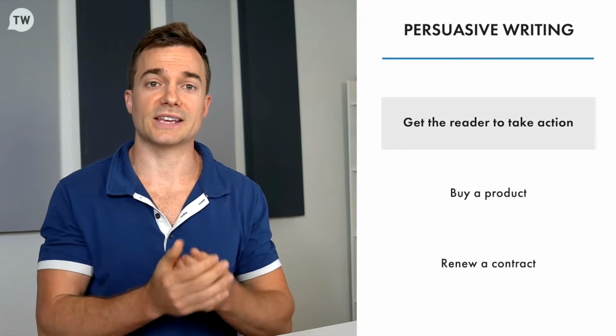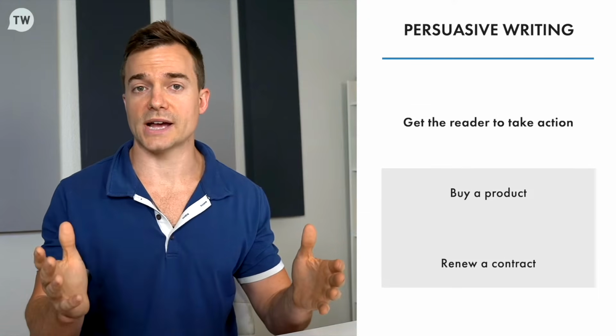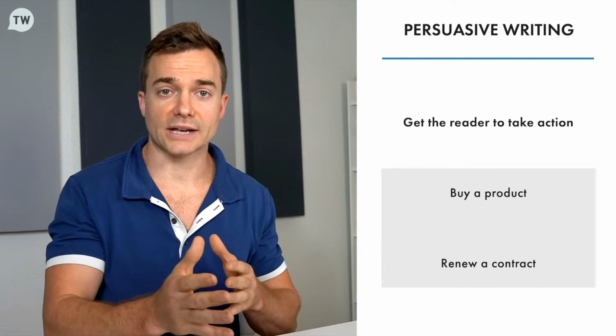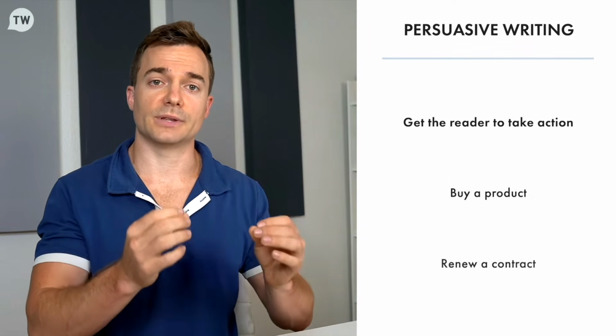Then we have persuasive writing, and the purpose of persuasive writing is to get the reader to take action, such as buy a product or renew a contract. Persuasive writing may be direct, with a focus on a specific item, or indirect, with a focus on developing the client relationship. The goal is twofold: to convey information and to convince the reader that the presented information offers the best value. Now let's go ahead and take a look at some examples of persuasive writing.